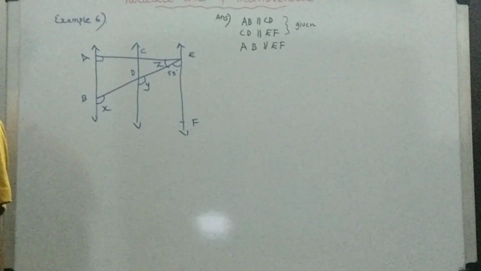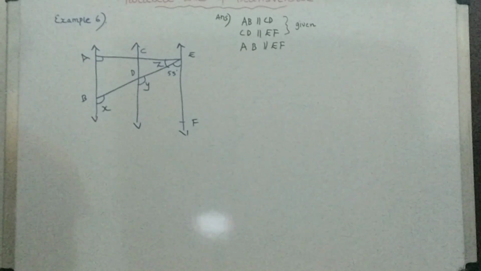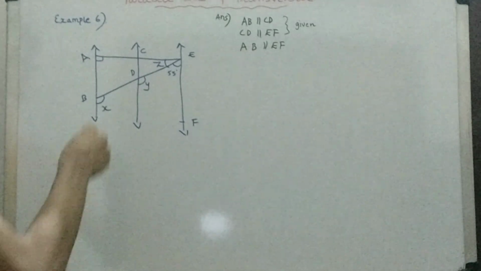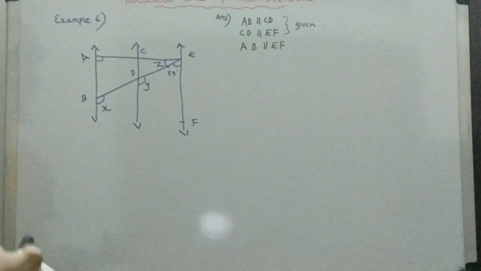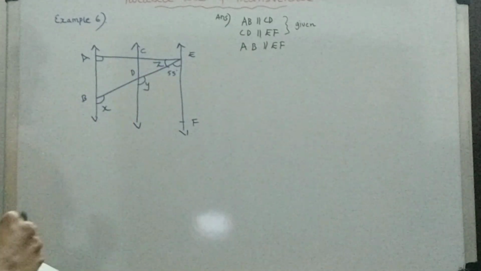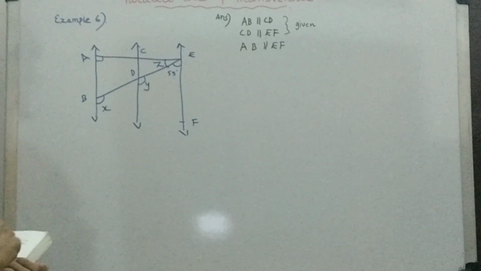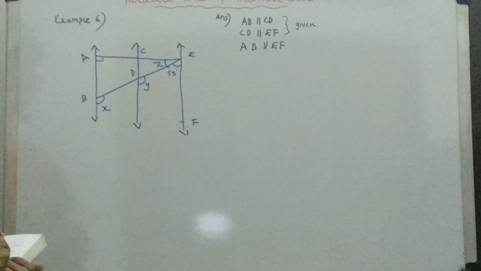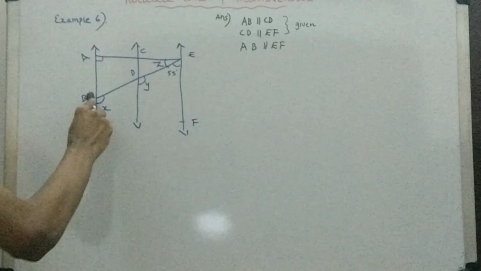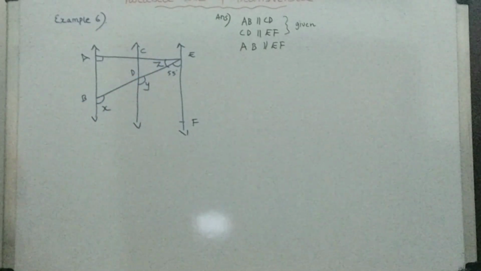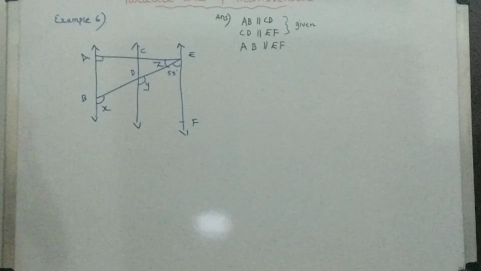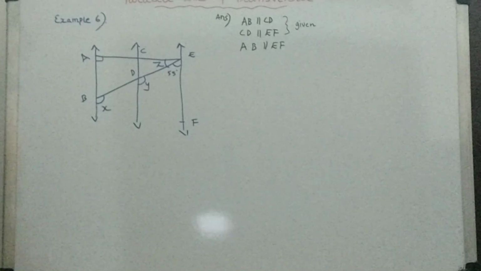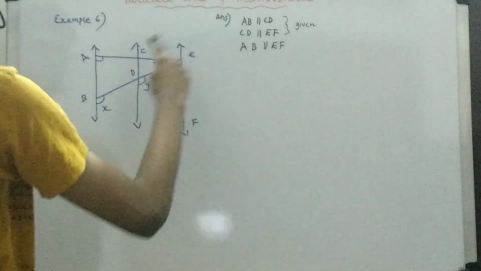So now let's move on to our example number 6. In the question it says AB is parallel to CD. AB and CD are parallel and CD is parallel to EF. Also, EA is perpendicular to AB. If angle BEF, so this is the angle BEF, is equal to 55 degrees, find the value of X, Y and Z.